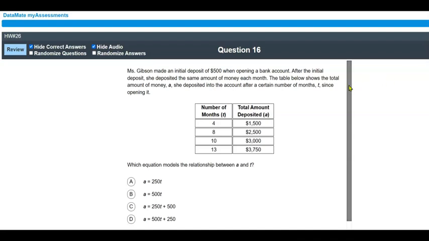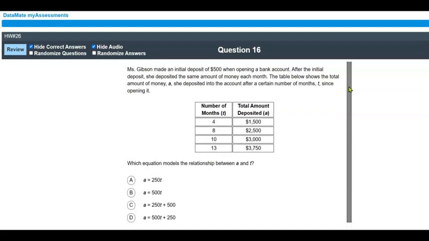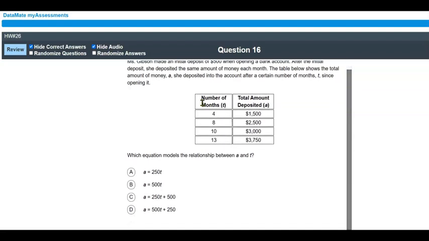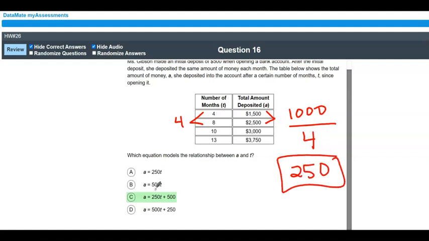In this question, the chart shows that Mr. Gibson deposited $500 initially, and then he made some additional deposits as shown here. Which equation models the relationship of the amount deposited over the number of months t? Well, we know from the story that he has an initial deposit of 500, so that's the b value. The only one that has an initial deposit of 500 is option C. Not much work here to do, but we can also notice that this goes up by 1,000 for delta y, and this goes up by 4, and 1,000 divided by 4 is 250. So there's the rate of change.